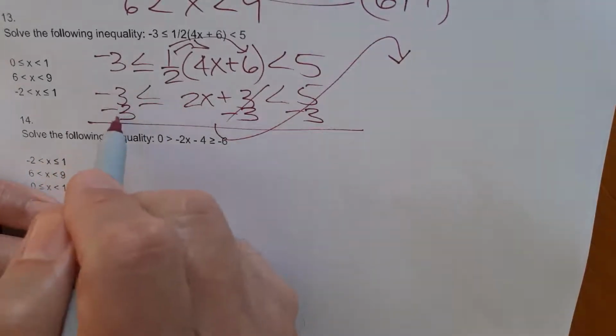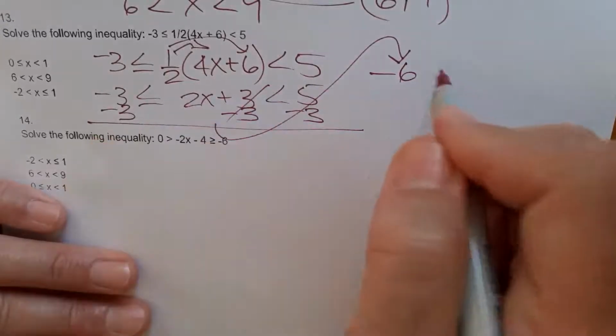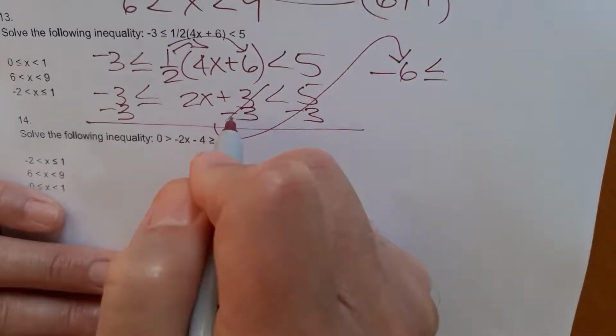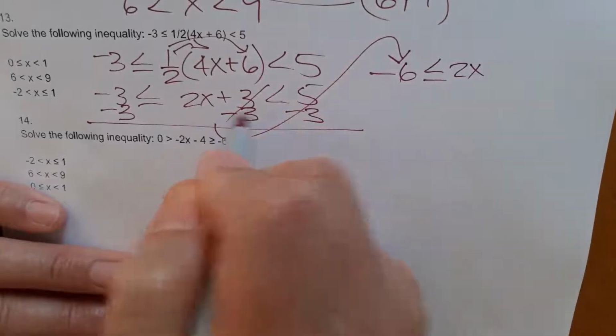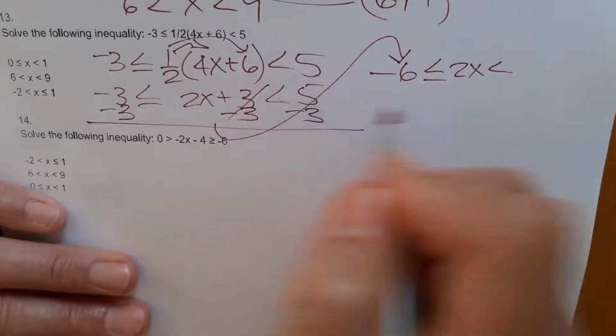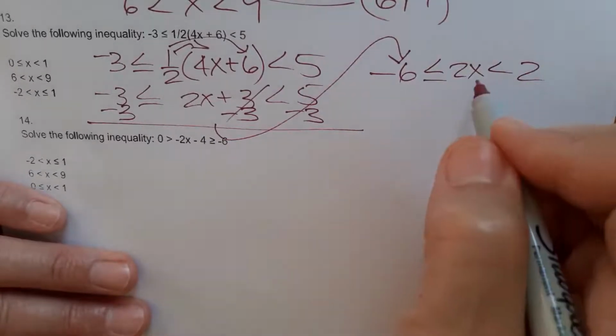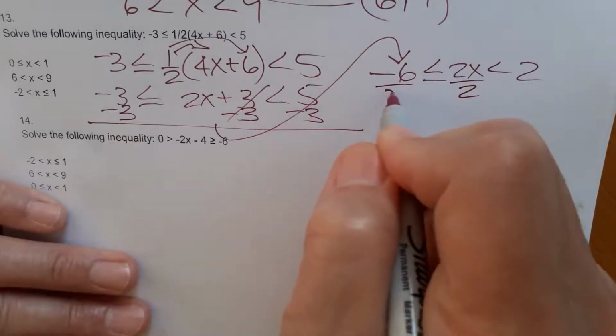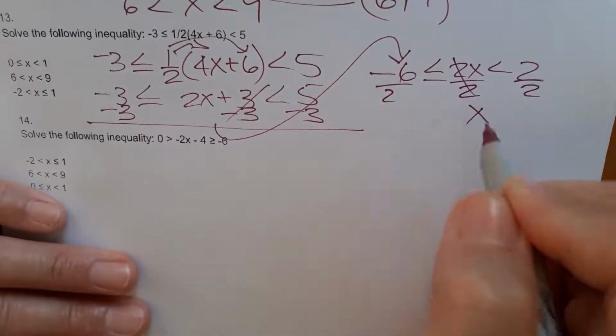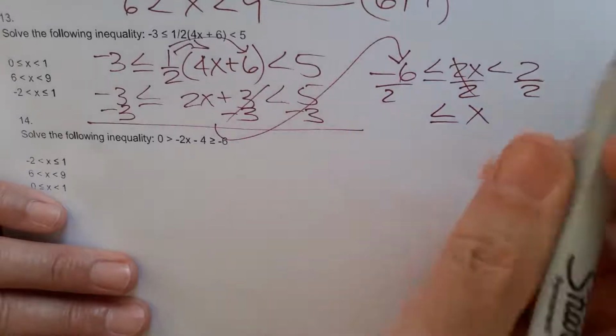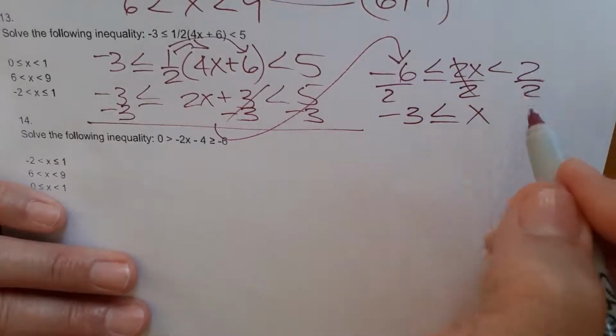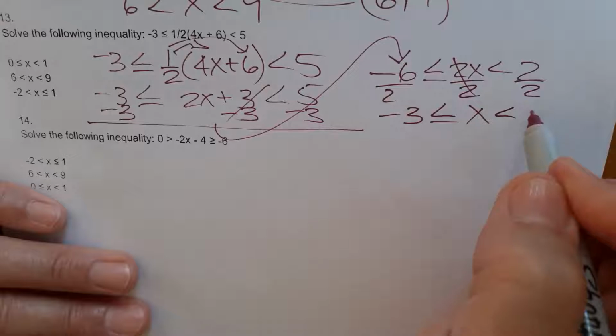So negative 3 minus 3 looks like a negative 6 over there. Less than or equal to is still here. So you've got a 2x in the middle now, and you've got less than 5 minus 3, which is 2. So now we're going to divide everything by 2, and that'll get rid of this in the middle. Negative 6 divided by 2 is negative 3, and there's still this symbol. 2 divided by 2 is 1.